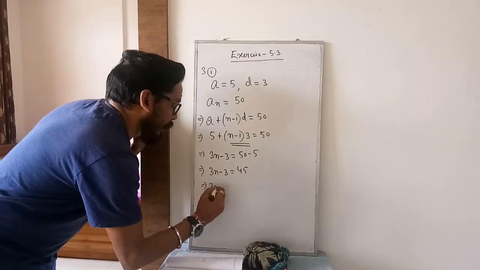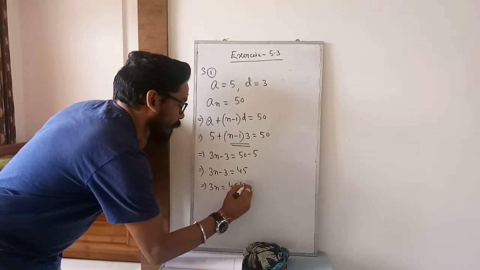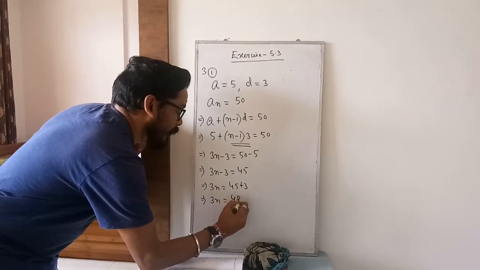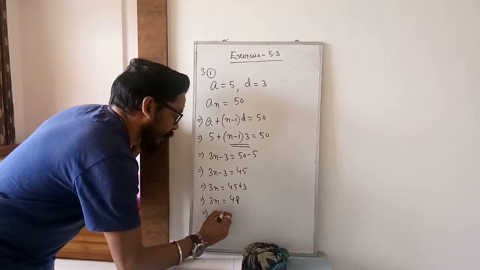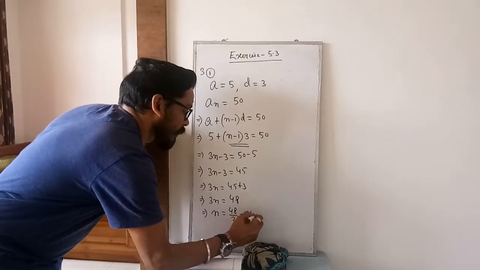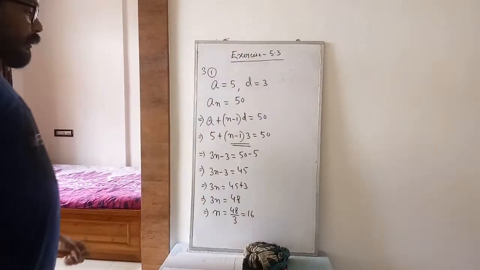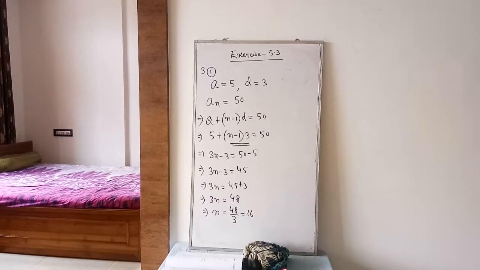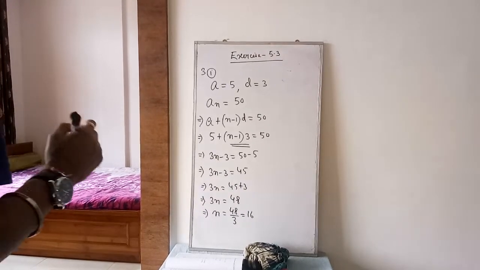So 3n equal to 45 plus 3. So it is 3n equal to 48. And the last line, n equal to 48 by 3, which is 16. So take the screenshot. So here is your n.